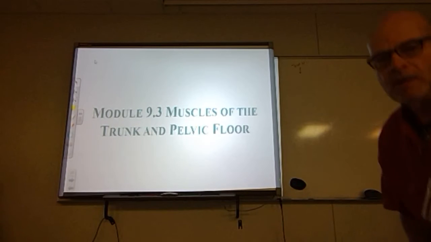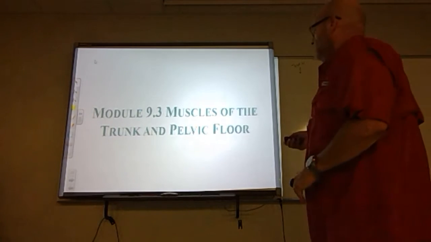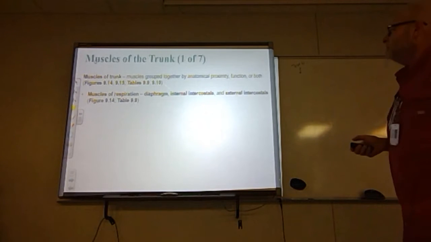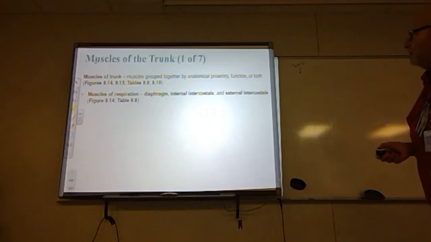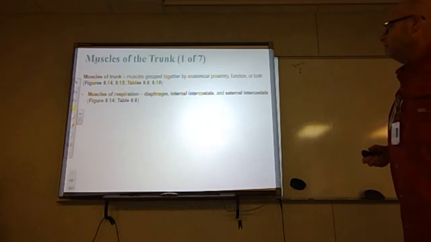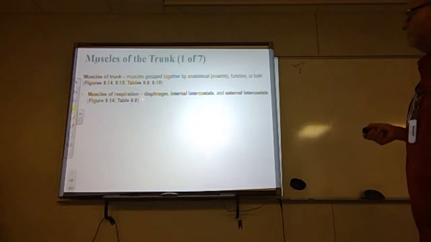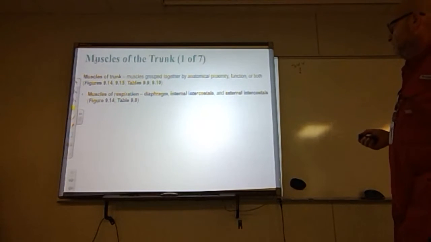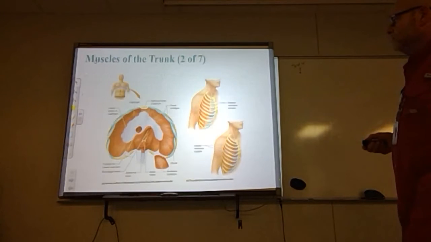All right, so let's pick up with the muscles of the trunk and the pelvic floor. The muscles of the trunk are the muscles grouped together by anatomical proximity, function, or both. Those ones that are to the outside. Muscles of respiration: the diaphragm, the internal intercostal muscles, the external intercostal muscles.